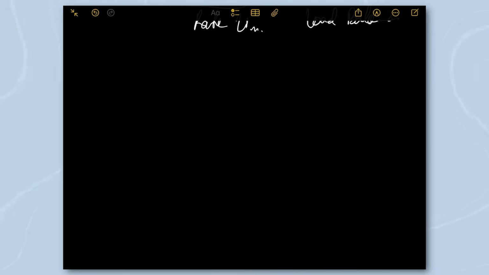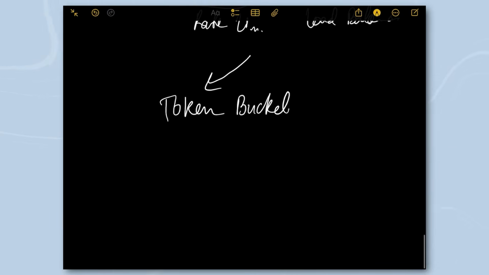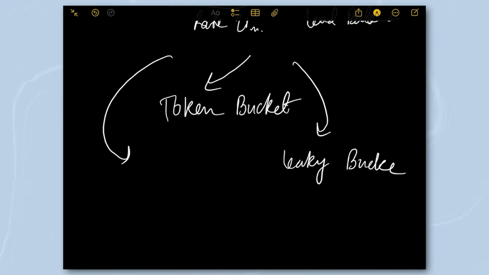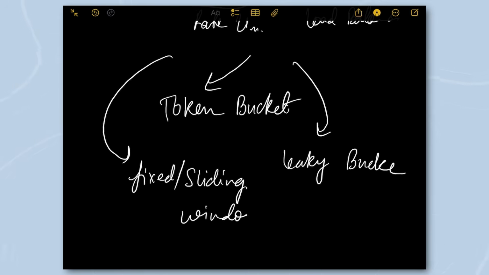Also, there are some rate limiting algorithms that we use. Some of them are token bucket, then we have leaky bucket, and we have fixed and sliding window algorithms for implementing rate limiting. We won't be going into detail for these algorithms; we can cover this in a separate video.